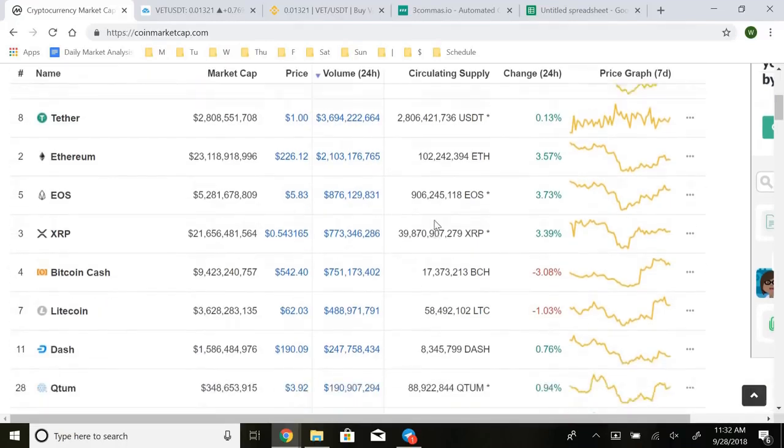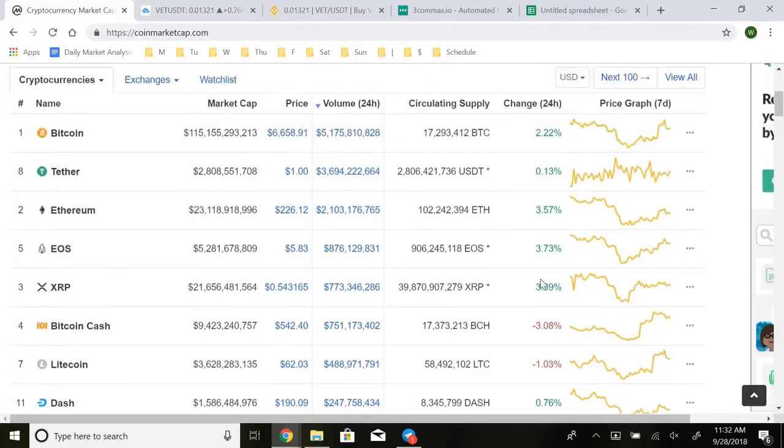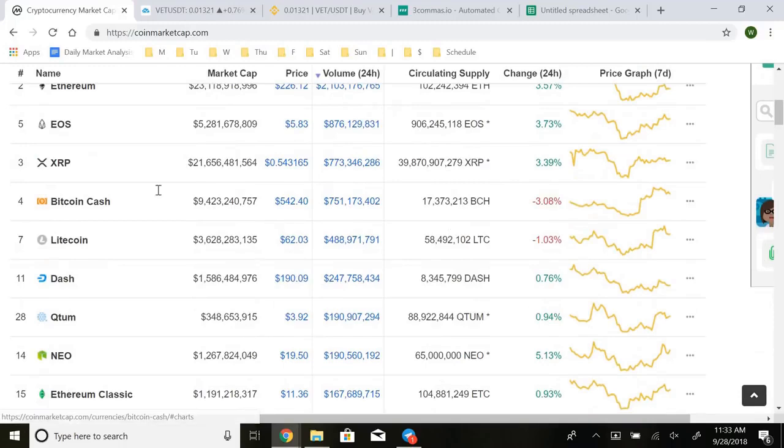But how you basically determine that is see the percentage that they're down or up the last 24 hours. Normally, you don't want to be trading something that's up a bunch because chances are it's going to fall. So we want to get in on things that have the potential to go up. So maybe here we have Bitcoin Cash down 3% over the last 24 hours. I wouldn't be trading Bitcoin Cash.